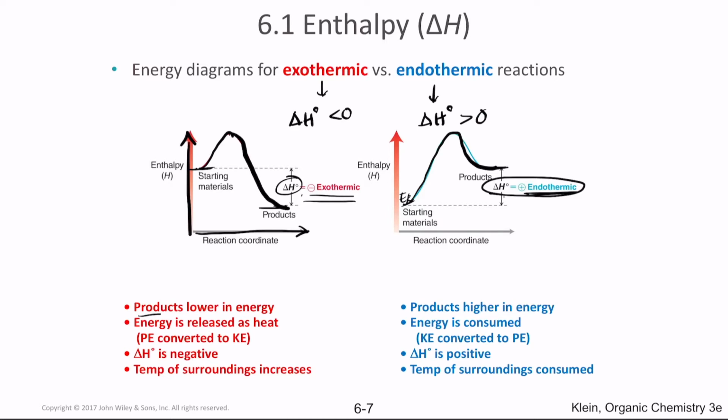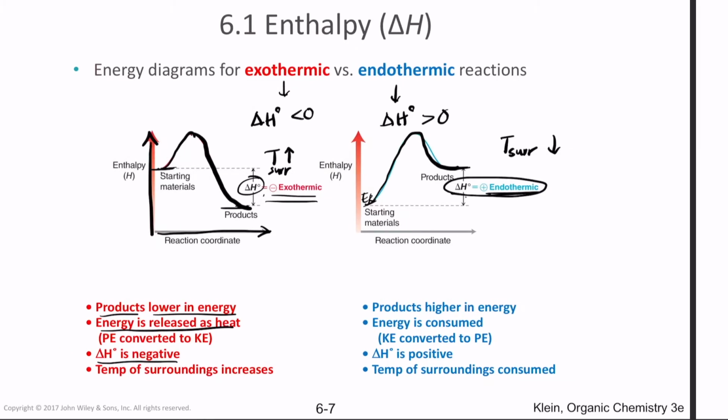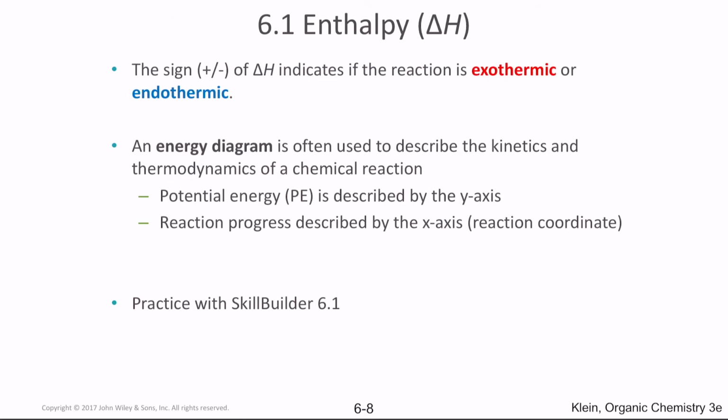So here products have lower energy, energy is released as heat, and delta H is negative, and because delta H is negative, it's being released into the surroundings. The temperature of the surroundings will be increasing. Here the temperature of the surroundings will actually decrease. So this is the reaction that we generally see. And we use the sign, plus or minus, of delta H to indicate whether a reaction is exothermic or endothermic.